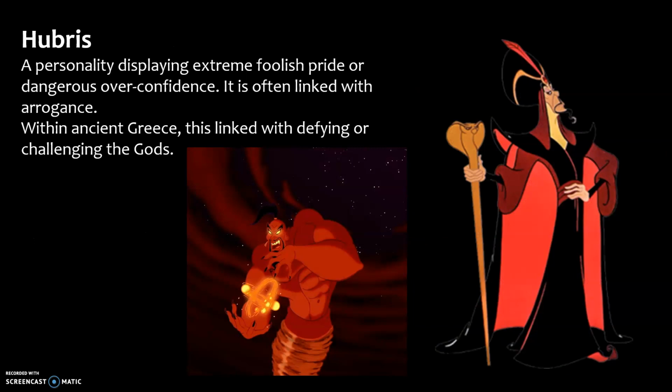Hubris then, I'll come on to the pictures in a second for you, but this is worth noting down somewhere and even pausing this video. A personality displaying extreme foolish pride or dangerous overconfidence. It's often linked with arrogance as well. So somebody who is basically too full of themselves, so confident, almost cocky. Within ancient Greece, this linked with defying or challenging the gods. This arrogance almost made them seem better than, and in competition with the ancient gods, which is why the gods would punish them. That's not so much needed to know for Macbeth and Shakespeare, but that's the background knowledge for you.